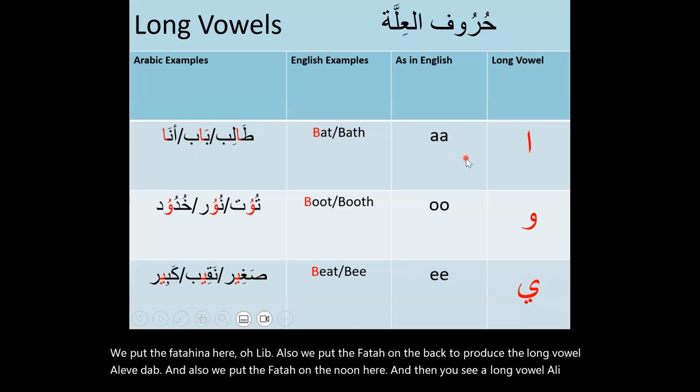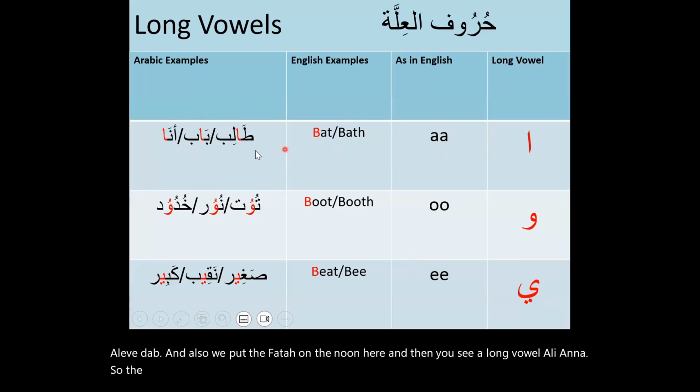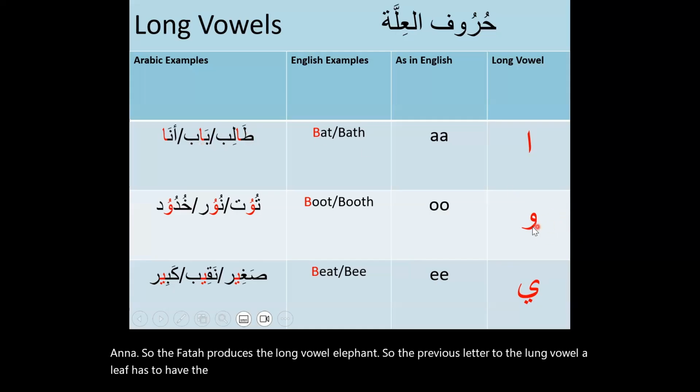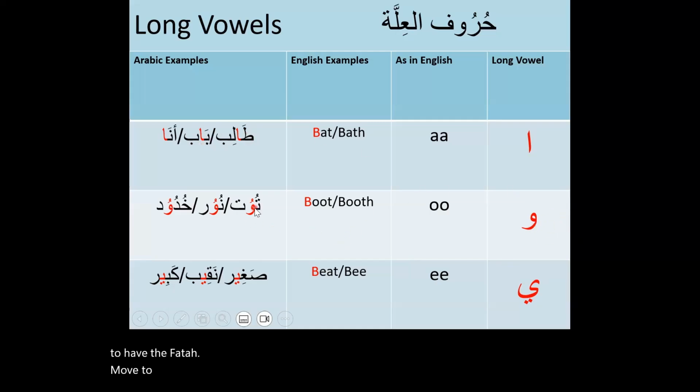Ana. So the fatha produces the long vowel alif. So the previous letter to the long vowel alif has to have the fatha. Let's move to the dhamma. In order to have the u sound or the dhamma, the previous letter has to have the dhamma.